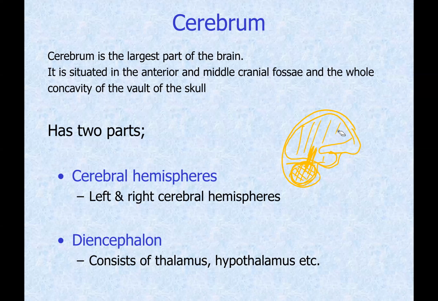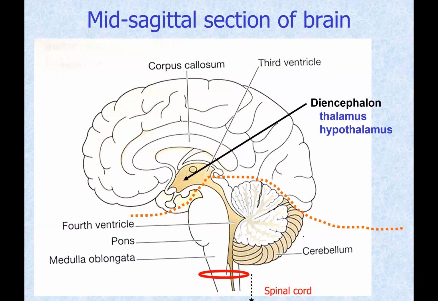Now the cerebrum, as I said before, has two parts: two large cerebral hemispheres, left and right, on either side, and a diencephalon, mainly consisting of thalamus, you must have heard about these terms, and hypothalamus, hidden between the two cerebral hemispheres. I'll show you. This is a diagram of a sagittal section of the brain. Here, this whole area is the cerebral hemisphere, and you can see between the two cerebral hemispheres, this area is called the diencephalon, which is in the center.